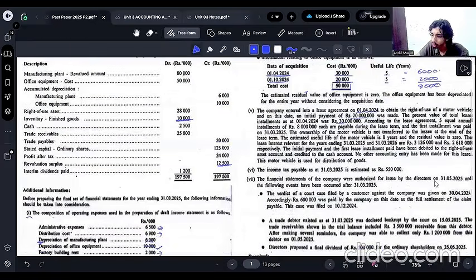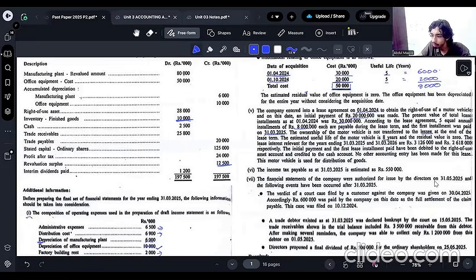According to the lease agreement, 5 equal annual installments of 8 million each are payable during the lease term, and the first installment was paid on 31st of March 2025. Okay, they have paid the first installment at the end of this current year. The ownership of the motor vehicle is not transferred to the lessee at the end of the lease term. Estimated useful life of the motor vehicle is 8 years and the residual value is 0.